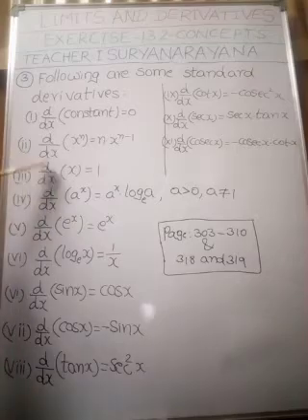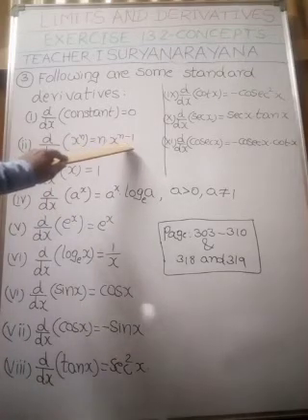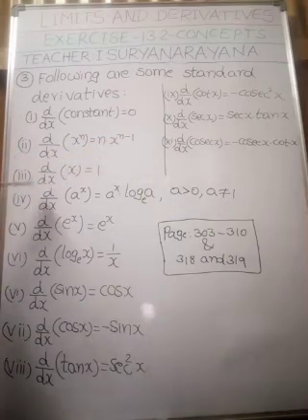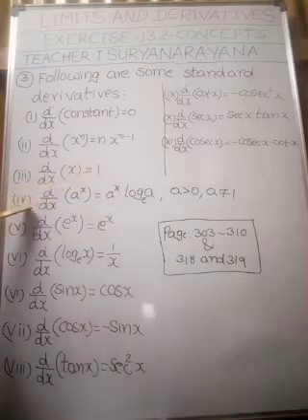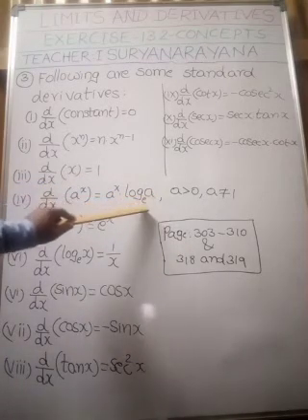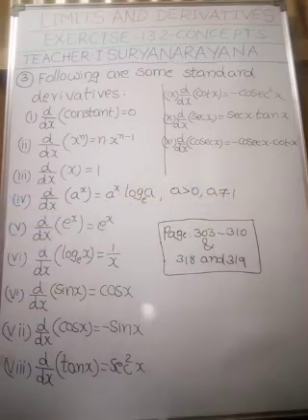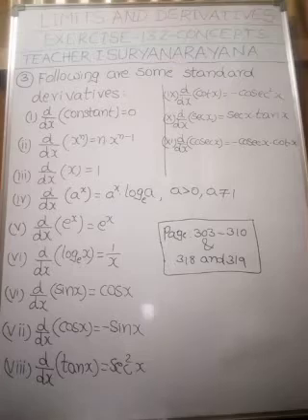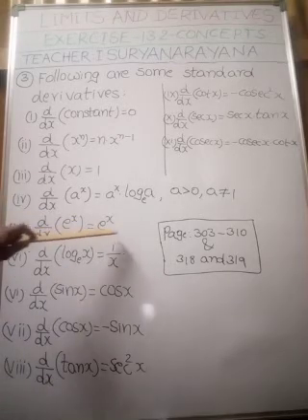Second, d by dx of x power n is equal to n into x power n minus 1. Okay, my children. Next, d by dx of x is equal to 1. d by dx of a power x is equal to a power x into log a base e, where a is greater than 0 and not equal to 1. Okay, my children. Right. Next, d by dx of e power x is equal to e power x.